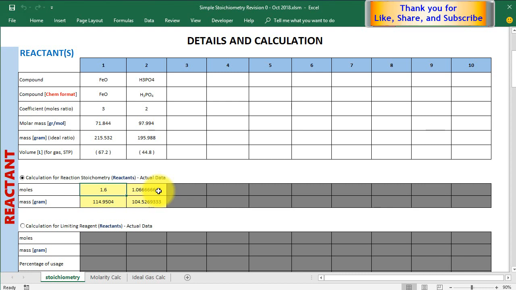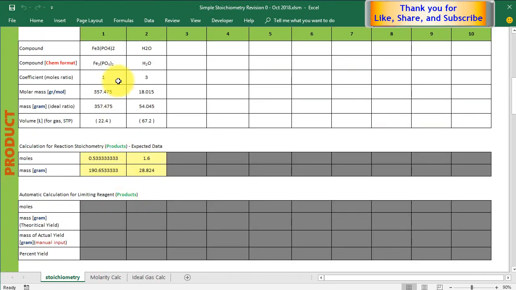yeah, it is 1.066666, right? And the product, iron phosphate, produced 0.5333 moles, or around 190.65 grams.